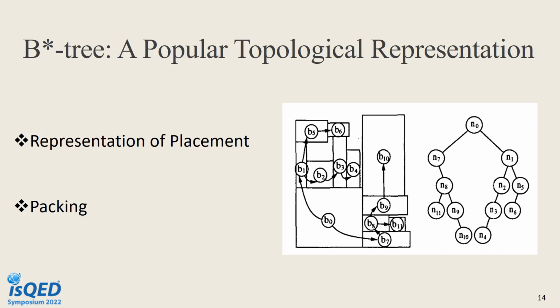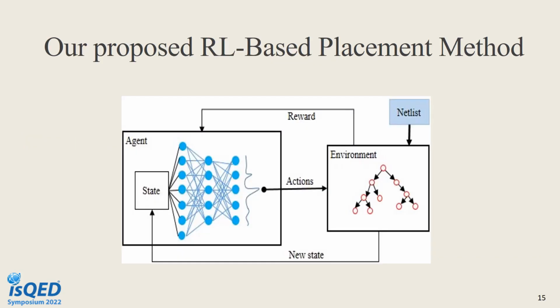We also use the B*-tree as our environment in our placement. As you can see here, we can have the B*-tree for a placement, and we have the packing that can transfer the B*-tree to the placement. By the packing we can calculate the coordinates of our modules based on the B*-tree. So when we have a B*-tree, we can have a corresponding placement by the packing, and when we have the placement, we can have a B*-tree of that placement.